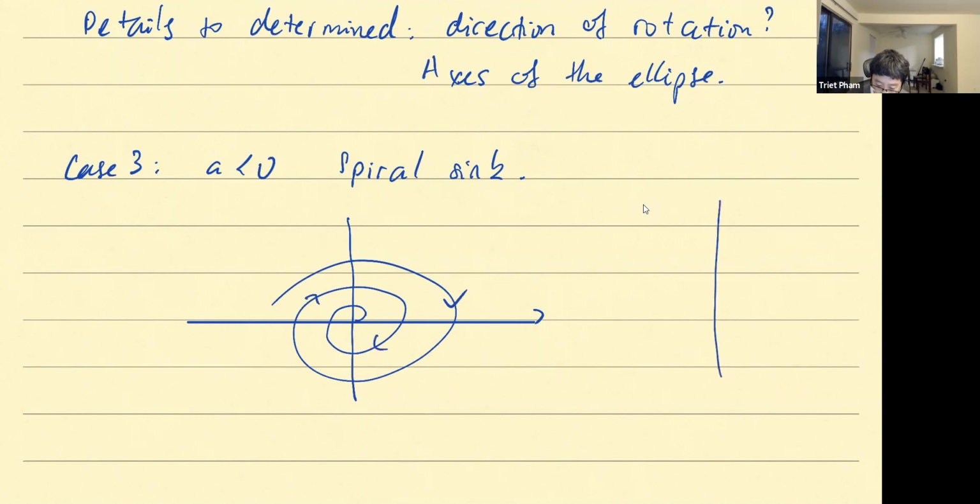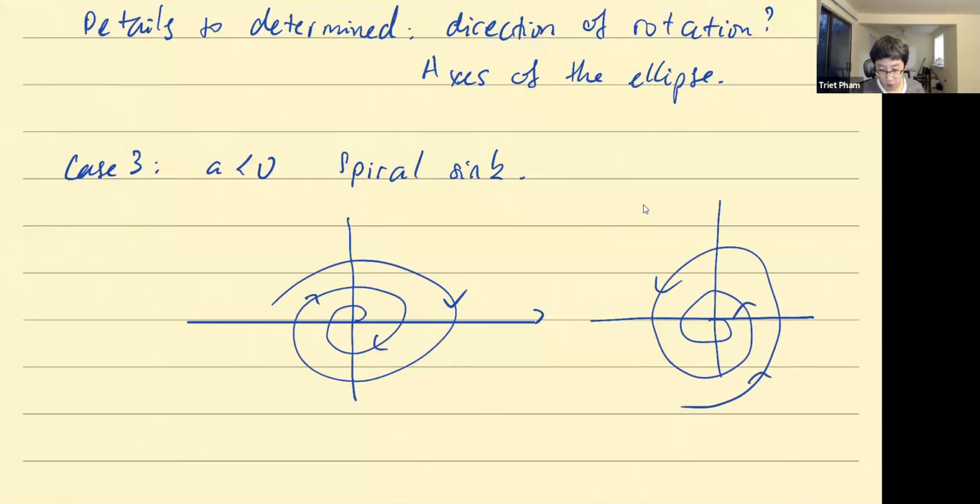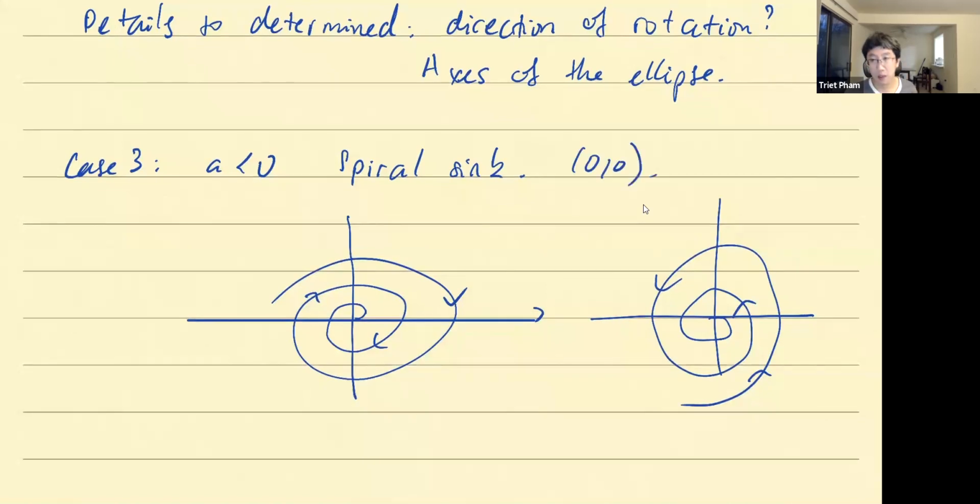But which direction, for example? Okay, so which direction? Also the tilt, and the kind of scale that I'm not capturing in the picture, but the rough. Okay, so 0, 0 spiral sink, and the rough sketch is like that.